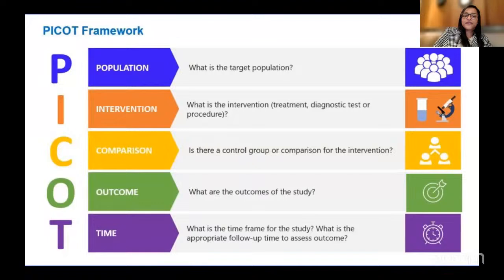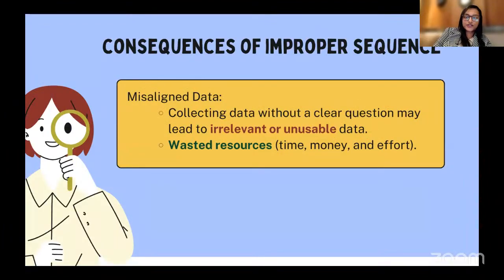Usually, this is the framework which is followed to make a research question. If you follow these things, that is, what is the target population? What is the intervention? Is there a control group? What are the outcomes? And what is the time frame that the study will take up? These things help you come up with a fairly good and complete research question.